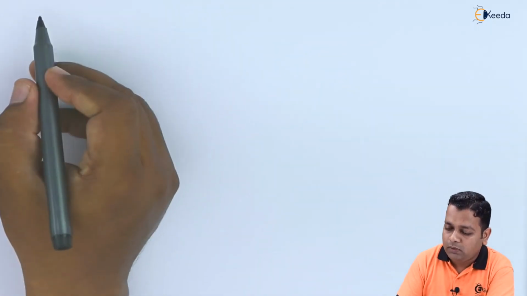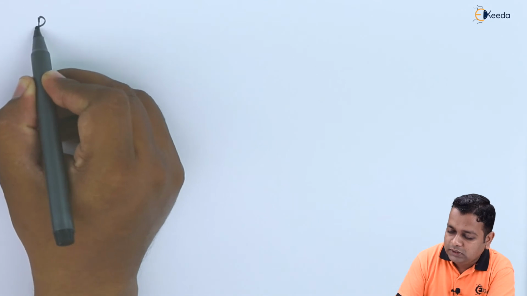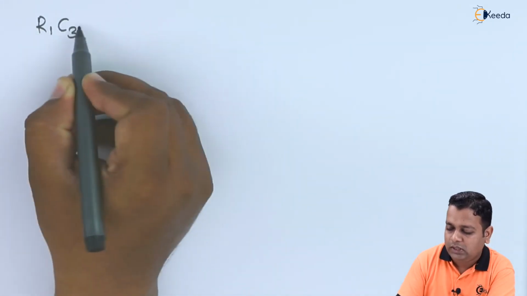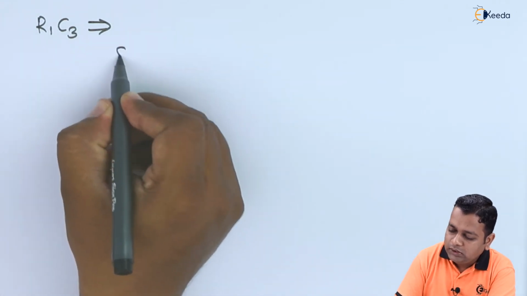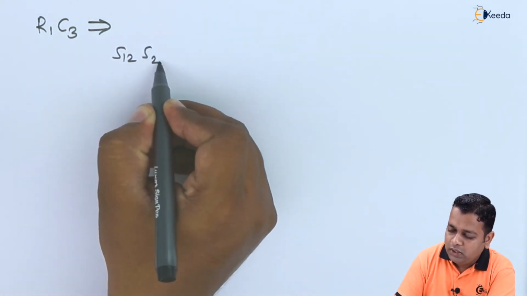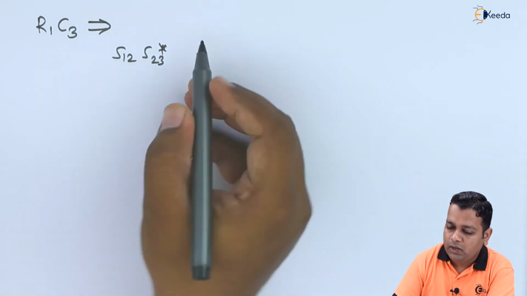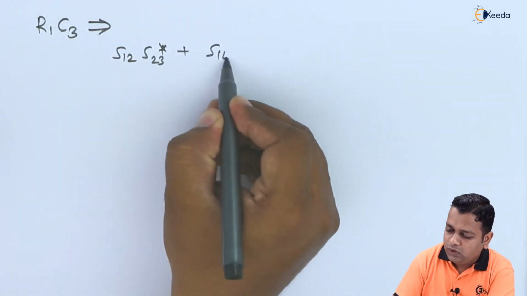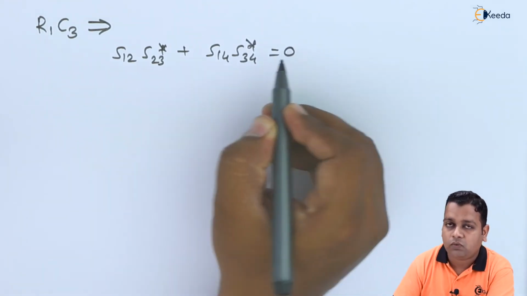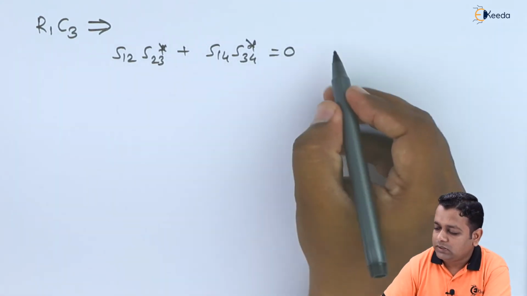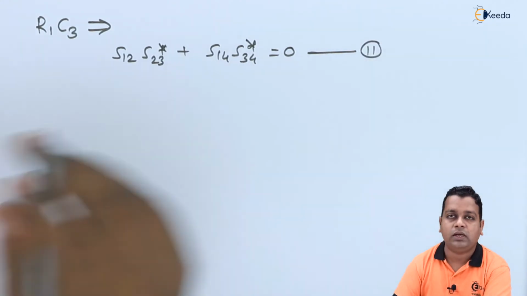Next to this equation number 10, for equation number 7 we perform the matrix operation for multiplication R1 C3, so it implies the equation S12 multiplied by S23 conjugate, added to S14 multiplied by S34 conjugate. So this is equal to 0. So this is the next equation, equation 11.